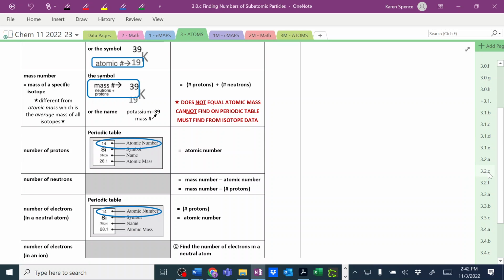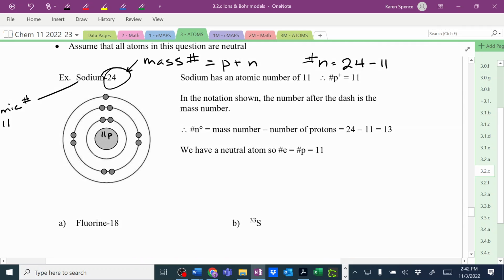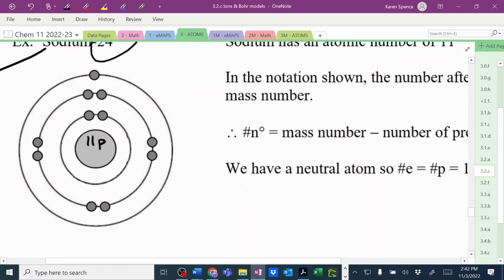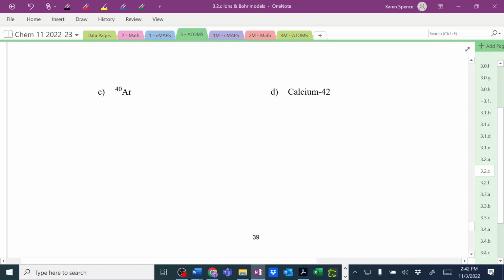Okay. Where are we at? Here we are. Okay. So now we have 13 neutrons. So in our nucleus, we will put 13 neutrons. And it is a neutral atom, so if it has 11 protons, it must have how many electrons? 11 electrons, and you'll notice we have 1, 2, 3, 4, 5, 6, 7, 8, 9, 10, 11, okay? So you can practice those ones on your own over the weekends.